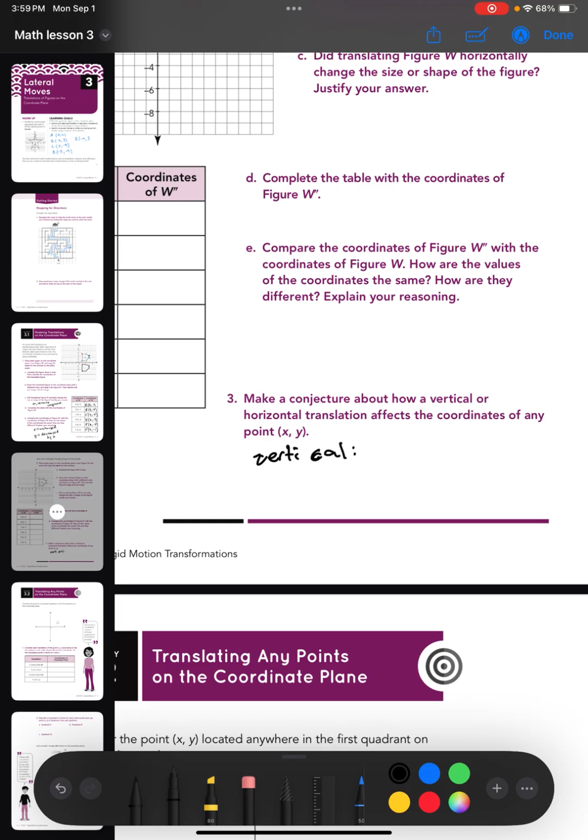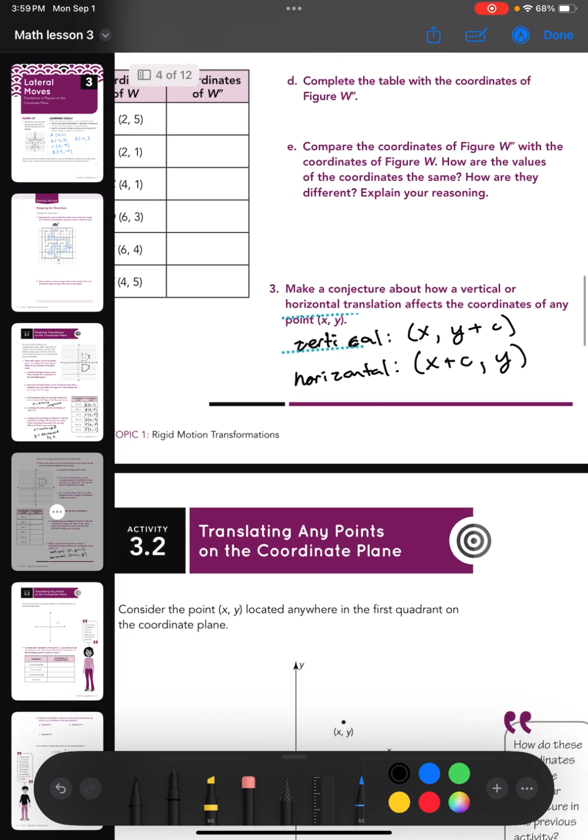So vertical, in terms of x and y, x is unchanged. Y changes by some constant. So if it's negative, it would move it down. Positive would move it up. Horizontal: the x would change by some constant, and the y would remain unchanged. So there's how we could affect the changes both vertically and horizontally on our ordered pairs.